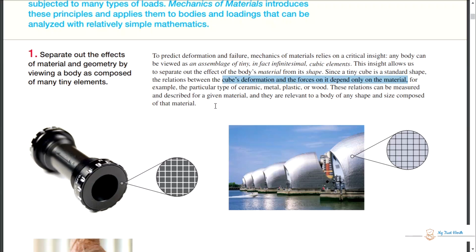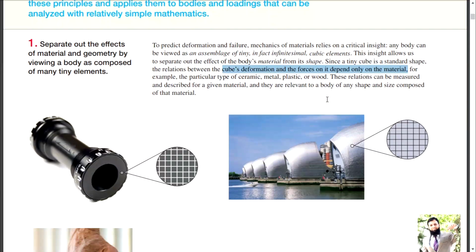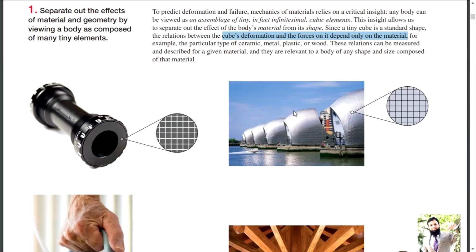For example, the particular type of ceramic, metal, plastic or wood, these are materials. These relationships can be measured and described for the given material, and they are relevant to a body of any shape and size composed of that material. Even your structures are composed of infinite elements, and this is the mesh, and the size of the mesh and the size and shape of the element is a very big science, and you will be studying this in detail in finite element analysis. A separate subject is dedicated to the mechanics of finite elements.